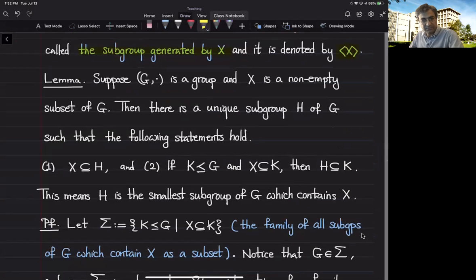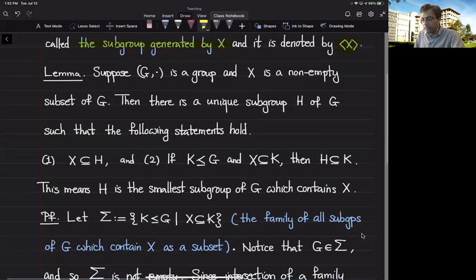Okay, so let's formulate the precise claim and prove it. So I'm given a group, and we are denoting its operation by dot, and X is a non-empty subset of G. In that case, there is a unique subgroup H of G with the following properties. First of all, X is a subset of H, so H contains X as a subset. Second, if I give you any other subgroup of G which contains X, then H should be a subset of it. So H is indeed the smallest subgroup of G which contains X, because it is contained in any other subgroup of G which contains X.